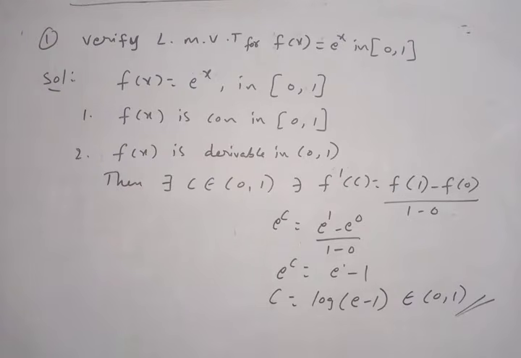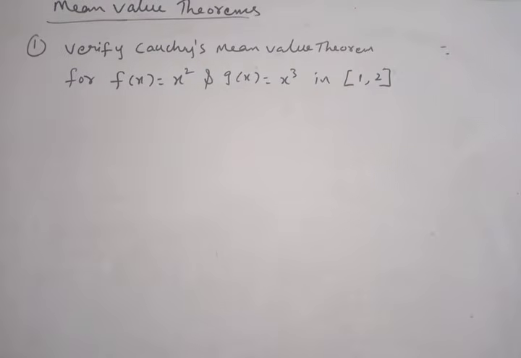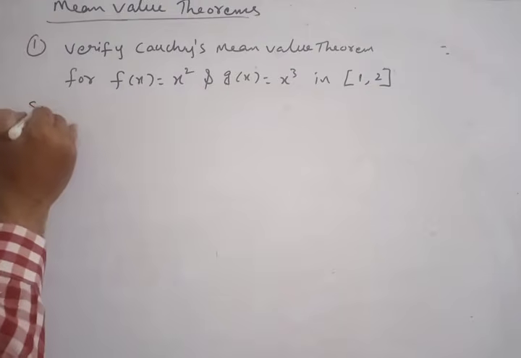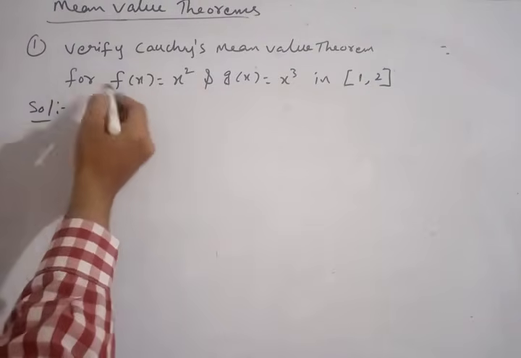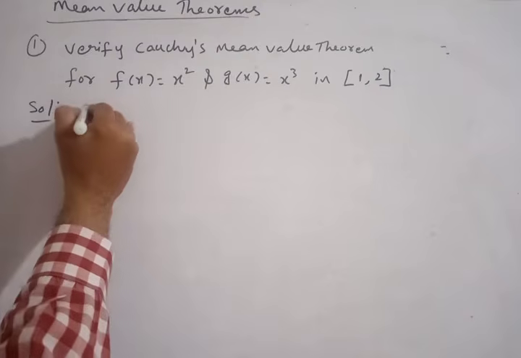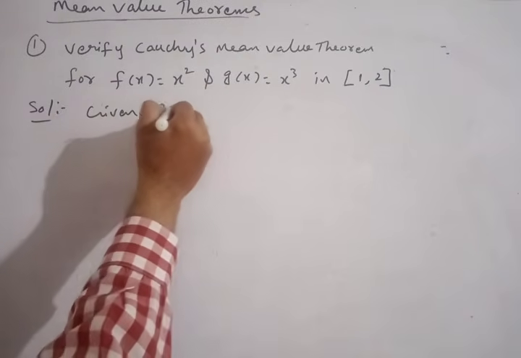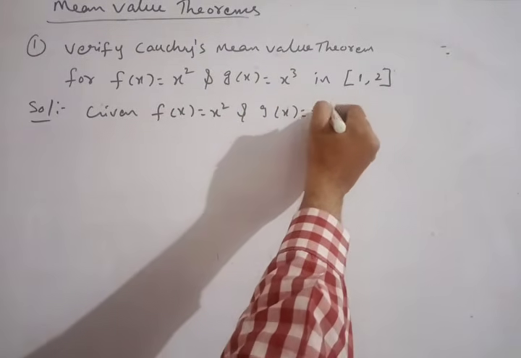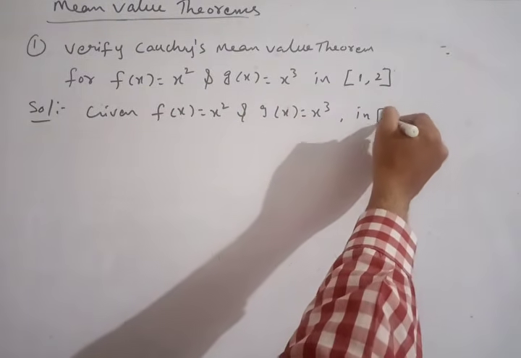Okay? So now we'll stop here and we'll go for Cauchy's mean value theorem problems. See the Cauchy's mean value theorem. So first one, verify Cauchy's mean value theorem for f of x is equal to x square and g of x is equal to x cube in closed interval 1, 2. Okay. So solution here, two functions, no? So write down the given: f of x is equal to x square and g of x is equal to x cube. Interval is what? 1, 2.